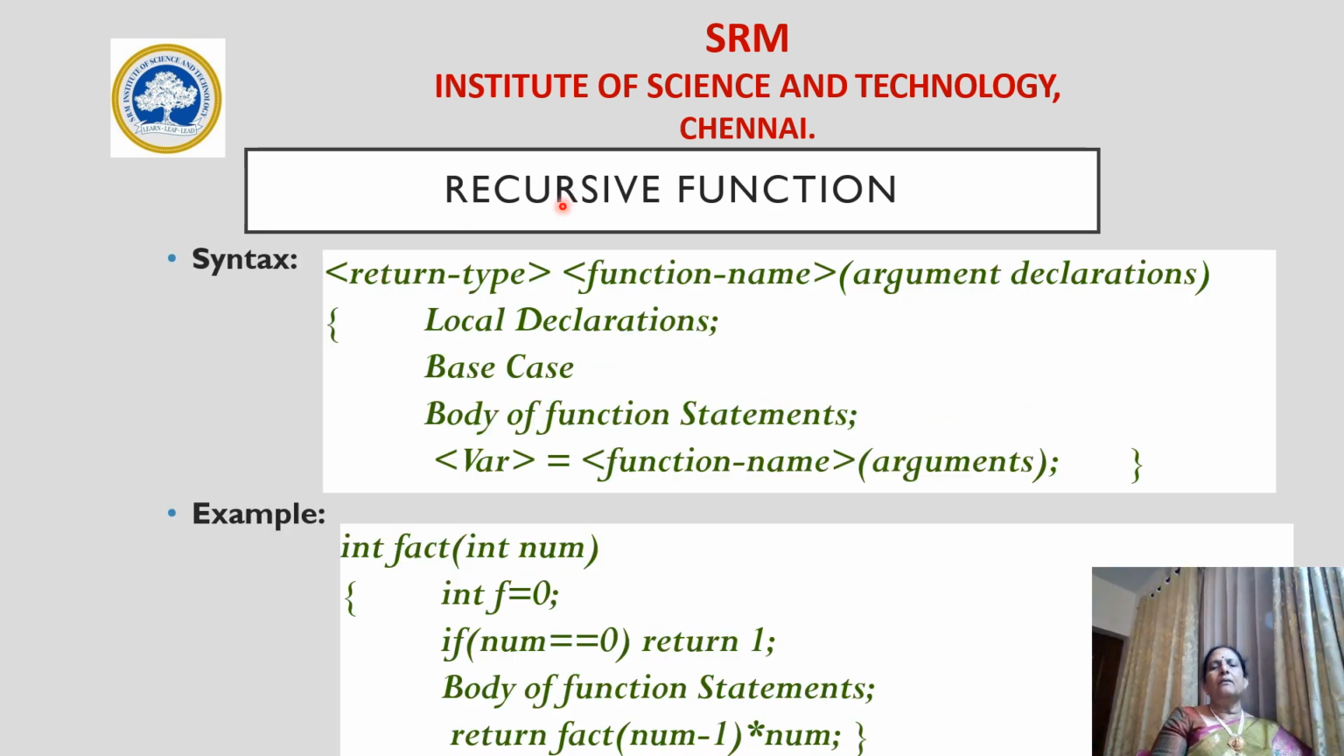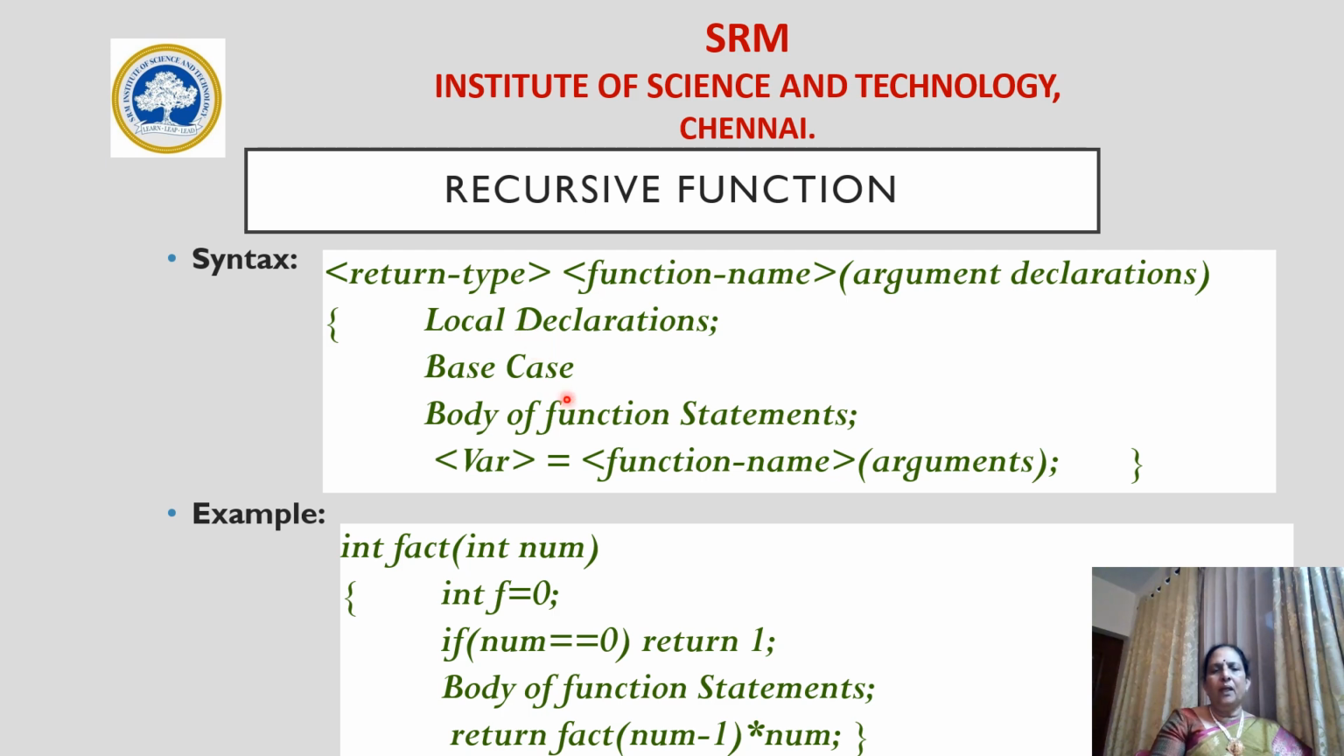Now, if we look at the syntax of the recursive function, it would be more or less similar to that of the normal function, except that we would have at least one statement where we call the function itself. Return type, function name, arguments being passed, the local declarations, all that is going to be the same, and we would have one body of the function. In that body, we need to have at least these two statements present. One is the base case and the second one is calling this function. These two statements should mandatorily be present within the body.